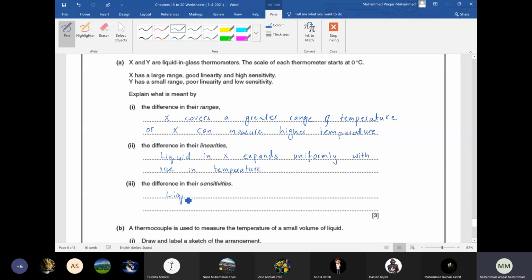Beta, it means that the liquid in X expands more per unit rise in temperature.